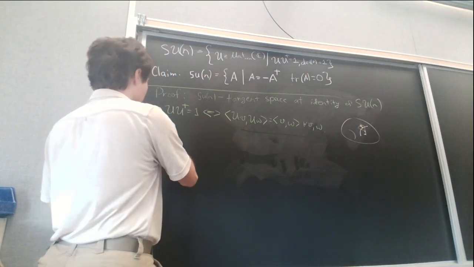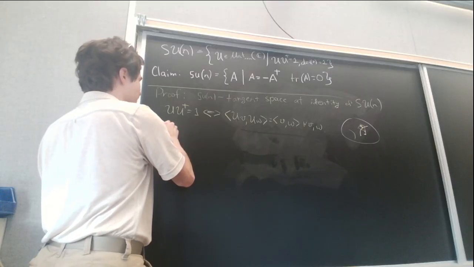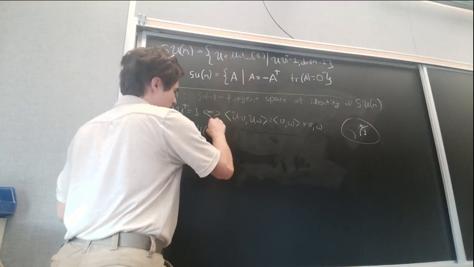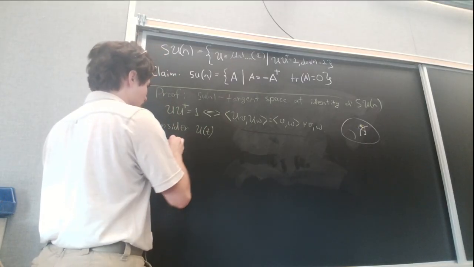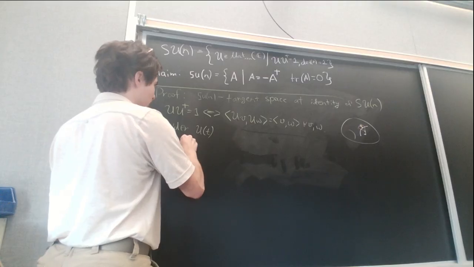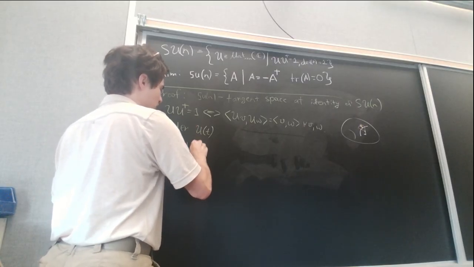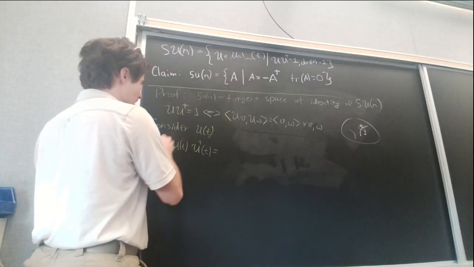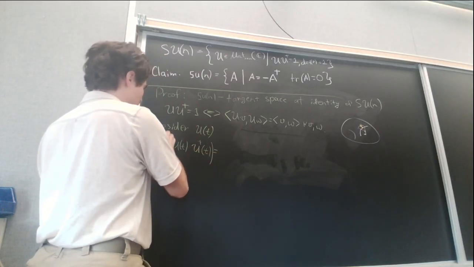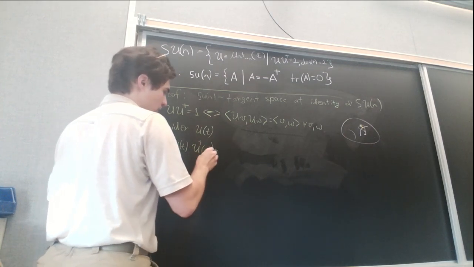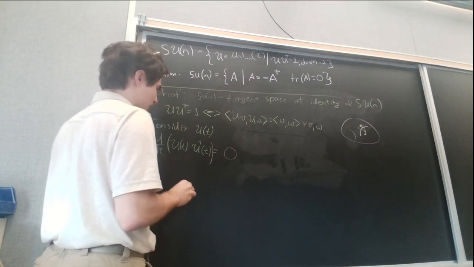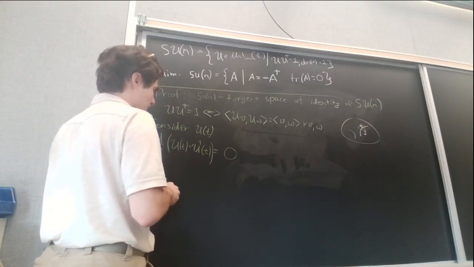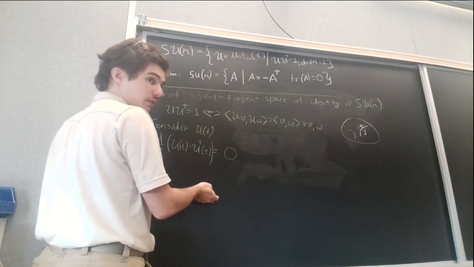So consider some path, a path U(t). If I know that U(t) times U dagger(t) is always going to be equal to 1, this constant, then if I take the derivative of this whole thing, I'm going to get 0. That's right. But now this is matrix composition, so by linearity I can just take this derivative.